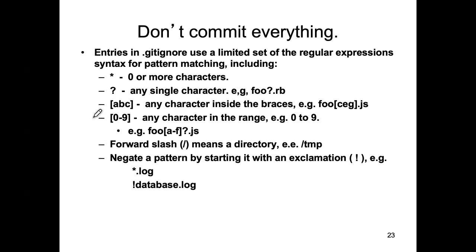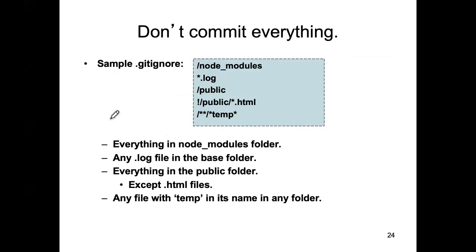Essentially, any line that begins with a slash character means you're referring to a directory. You can use the asterisk in the normal wildcard way, but there are these other regular expression syntaxes that you can use as well. To be honest, I don't find myself using them that often. Here's an example of a gitignore.